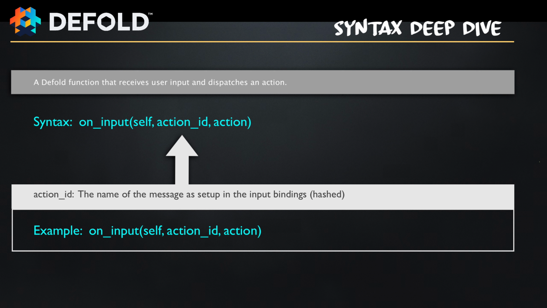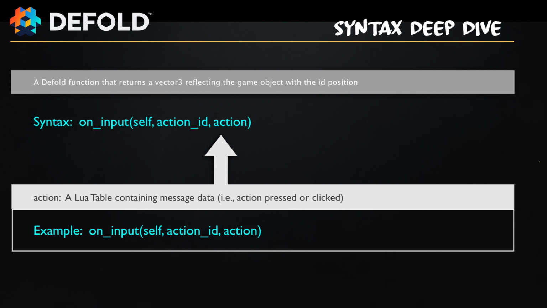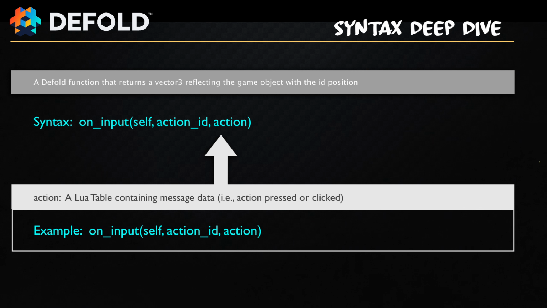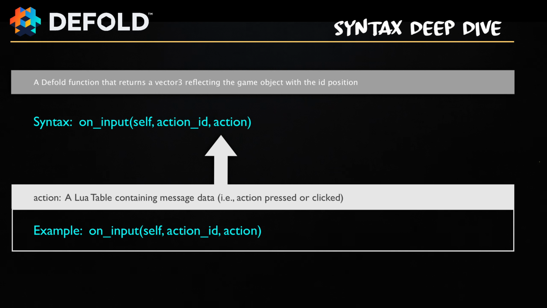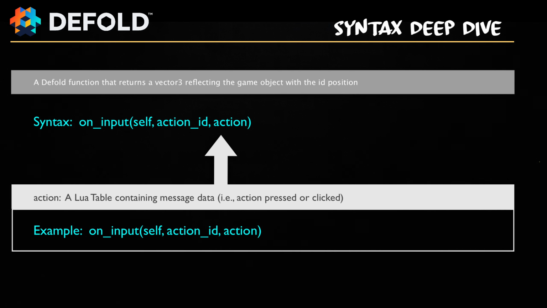OnInput. Since the cursor game object has acquired input focus, user input is captured by the Defold Game Engine and dispatched as actions to this function. It has 2 key parameters, in addition to self. The action ID is the name of the message as set up in the input bindings. This name is in hashed format. Action. This is a Lua table that contains the message data. For example, action.pressed. This is set to true during the first frame within which the input was detected, otherwise it's false. Or action.repeated. This is true if the input was repeated, otherwise it's false. Or action.released. This is set to true in the frame in which the input was released, otherwise it's false.